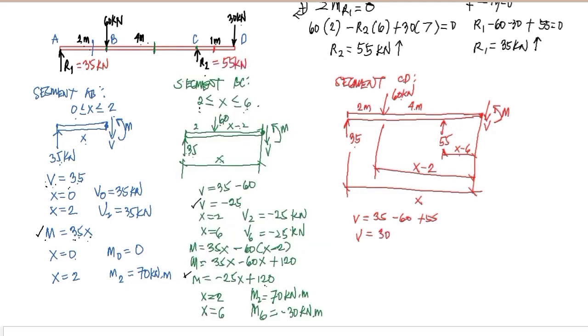Now, since we are in segment CD, our limit here is from point C, which is 6 meters from point A. So we have here 6 less than or equal to x less than or equal to 7. So at x is equal to 6, the shear at 6 is equal to 30. So that would be constant from 6 to 7. So at x is equal to 7, still the shear at 7 is equal to 30 kilonewton.